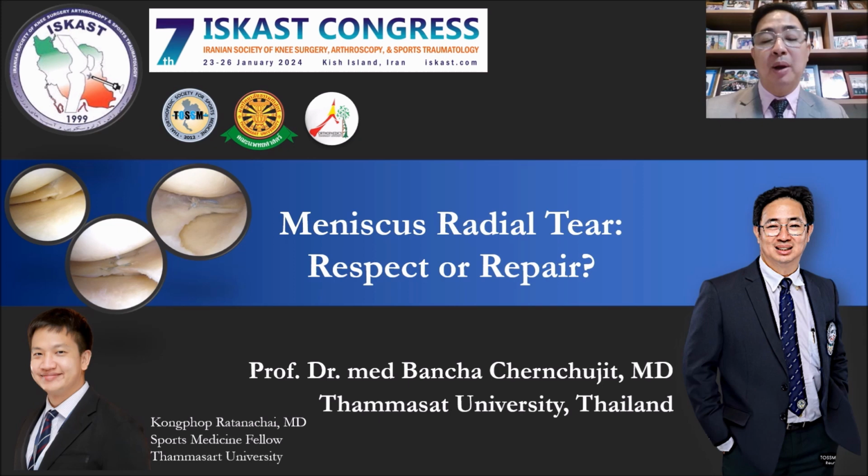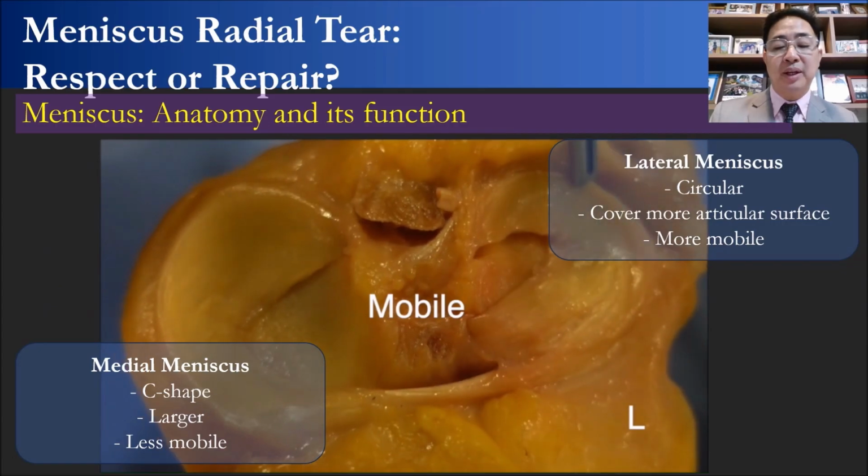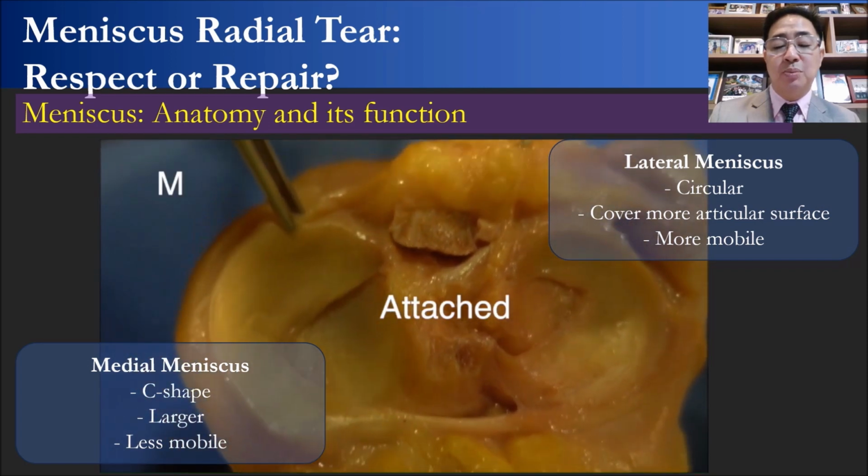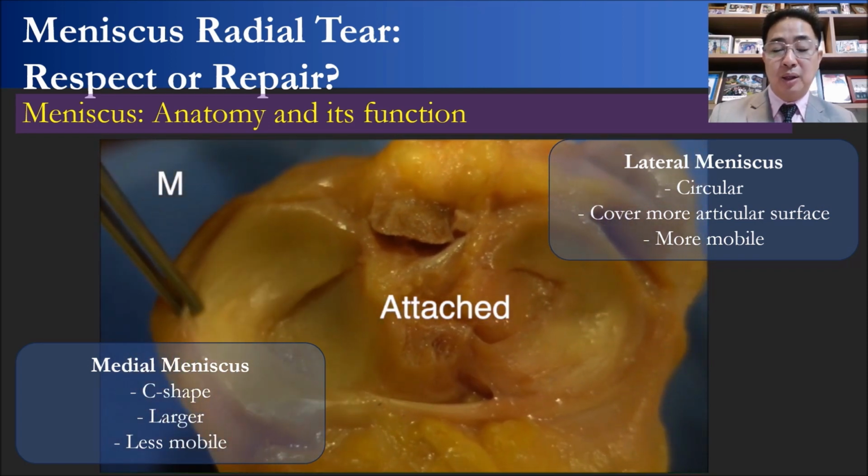So today I'm talking about the meniscus radial tear, respect or repair. So this is a meniscus anatomy. You can see the lateral side is more mobile comparing to the medial side. Today we are talking about the radial tear, which is very difficult to treat.